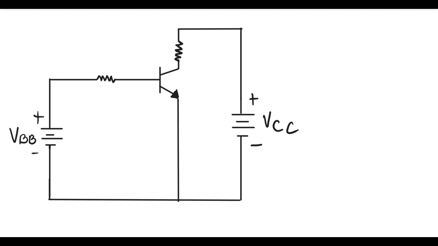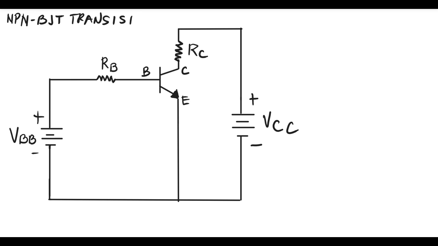And then on the left side of the transistor we have the resistor RB, and at the top of the transistor we have the RC. Then we have here the collector, we have the base, and we have the emitter. Again, this is the NPN BJT transistor.